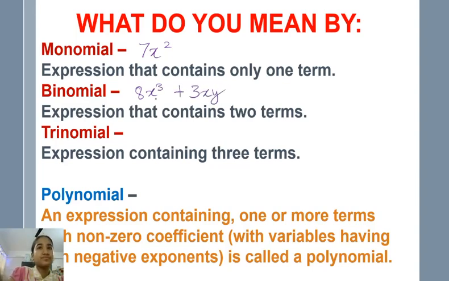This is a binomial. Trinomial: 8x cubed plus 3xy plus 7x squared. It has three terms. Polynomial, it can have many terms. Along with monomial being a polynomial, binomial is a polynomial, and trinomial is a polynomial.